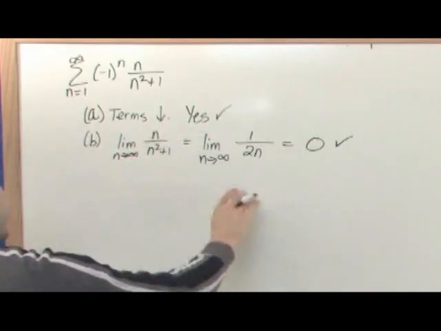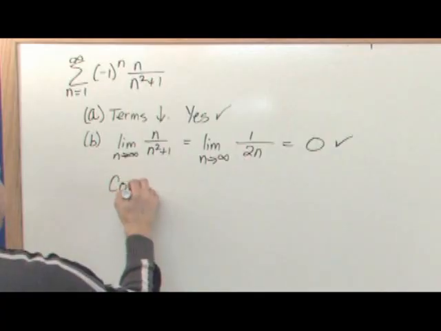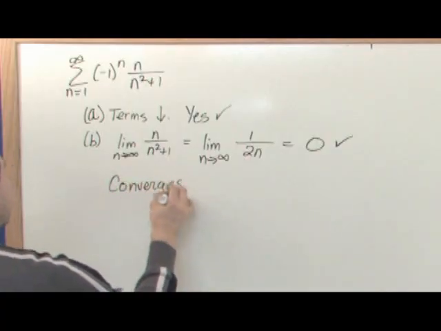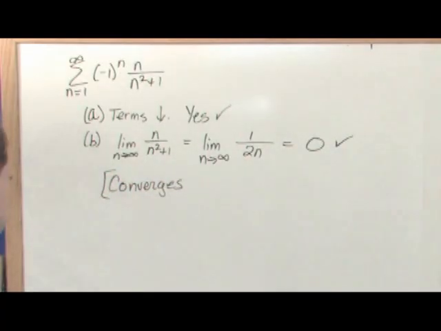The terms decrease. They do approach 0, so it converges. Okay? And this only applies for alternating series. This is the alternating series test.